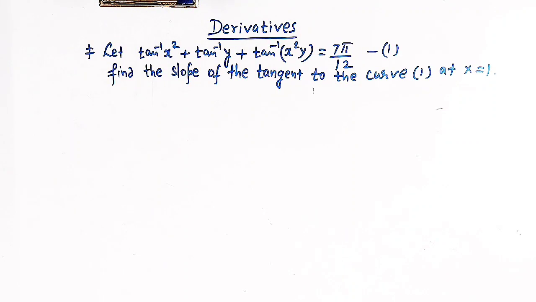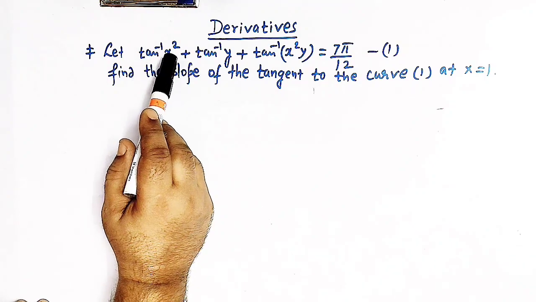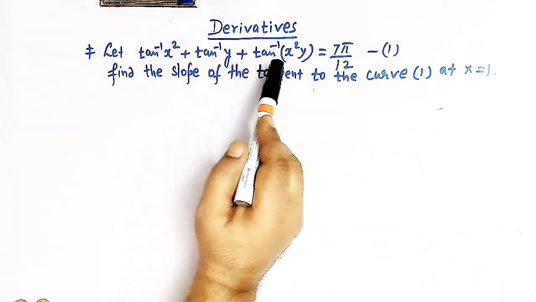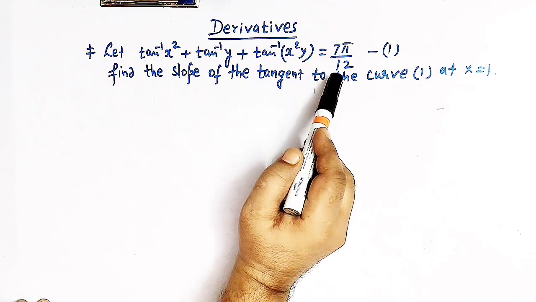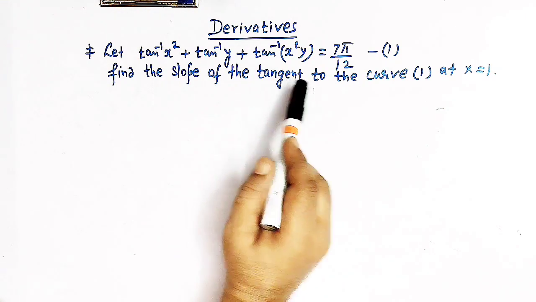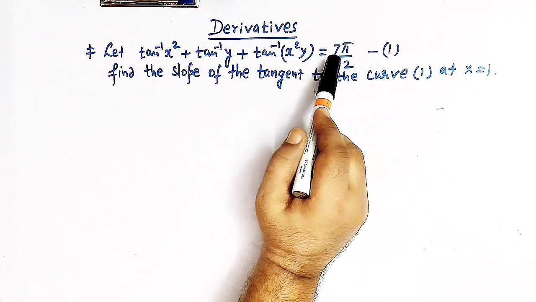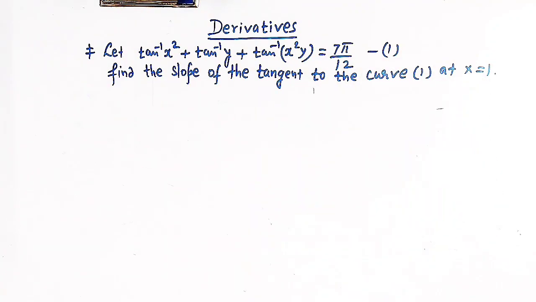Hello, viewers. In today's session, we are going to discuss another important problem from derivatives. Here we are given the equation of a curve: tan inverse x square plus tan inverse y plus tan inverse x square y is equal to 7 pi over 12. Then we have to find the slope of the tangent to the curve given by this equation 1 at x is equal to 1.